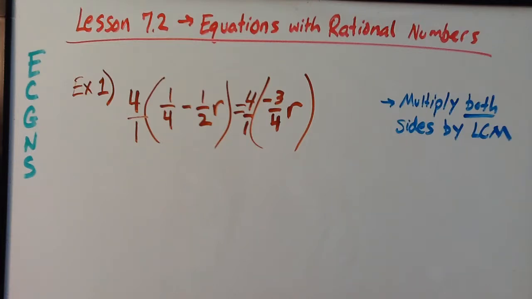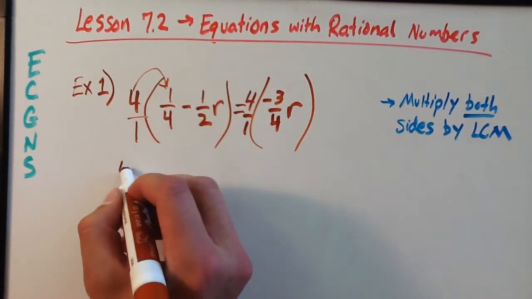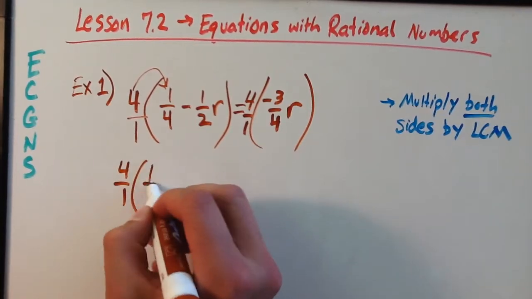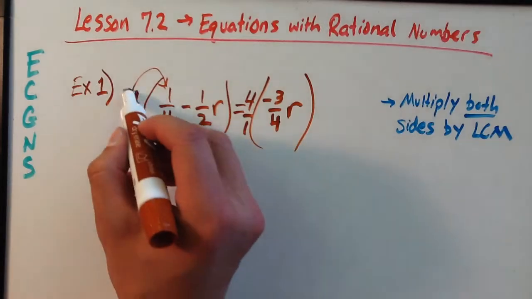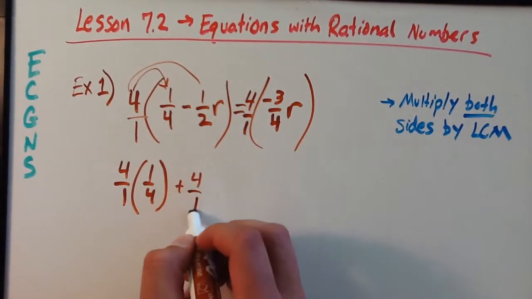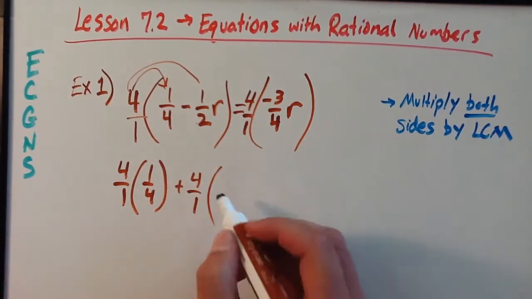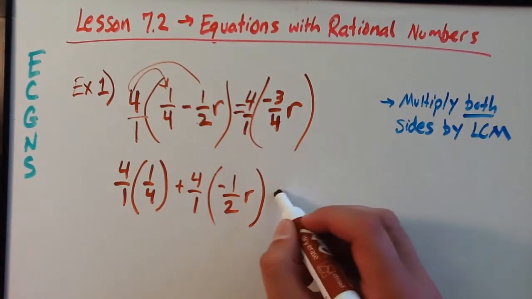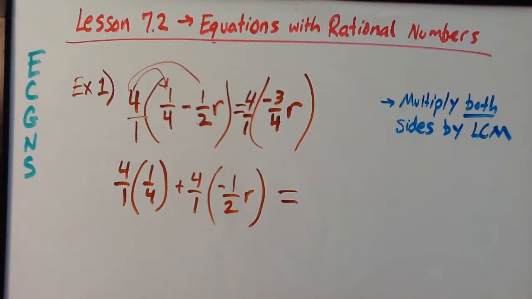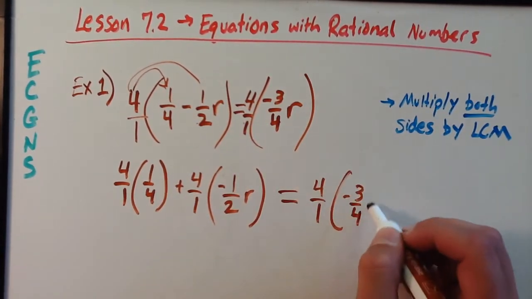Now, to solve the equation, do you see parentheses? Yes, you do. And so to eliminate the parentheses, I need to distribute. On the left side, I'm going to distribute 4. I go 4, rainbow to 1/4. So I have 4 over 1 times 1/4. Okay? This is a positive 4 over 1 I am distributing, so I also have positive 4 over 1 times this, and this is negative 1/2 r. So 4 over 1 times negative 1/2 r. Okay? Then I have my equal sign, and on the right side of the equal sign, I am doing 4 over 1 times negative 3/4 r.